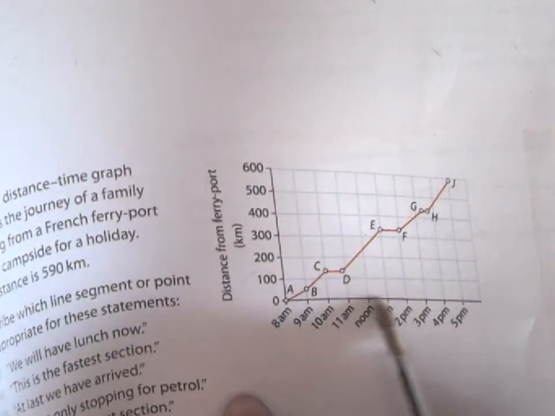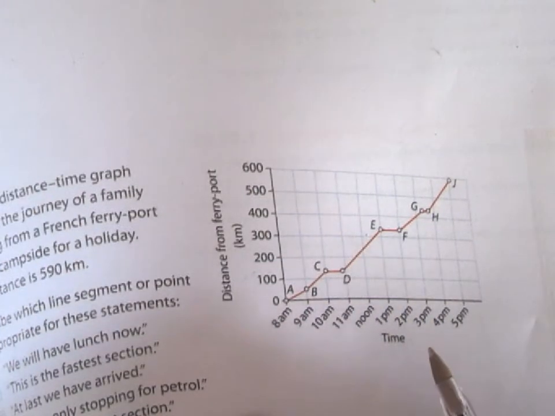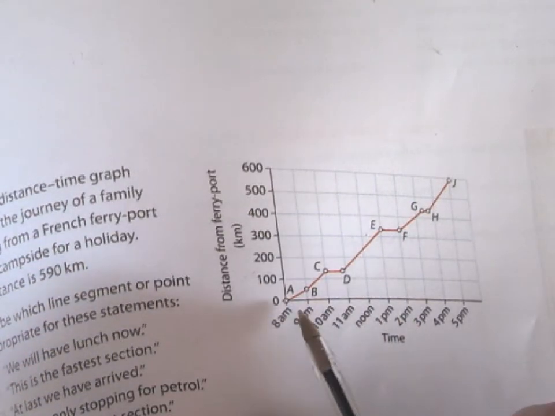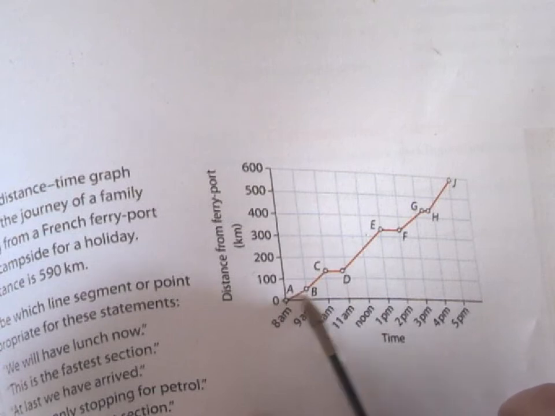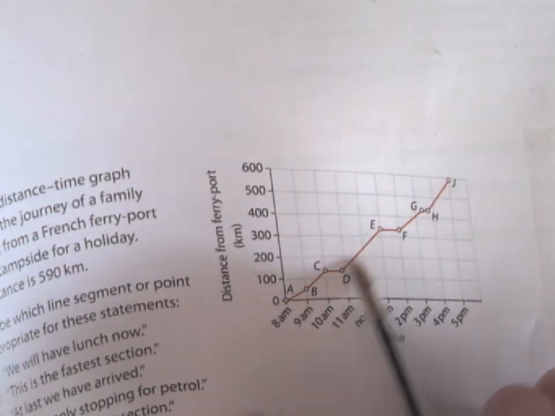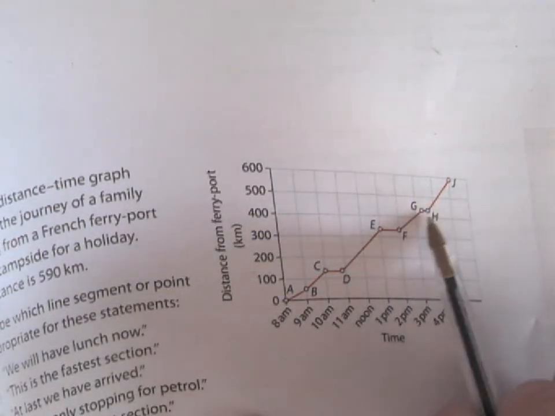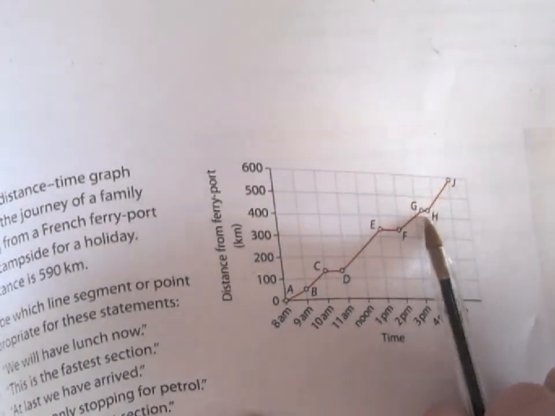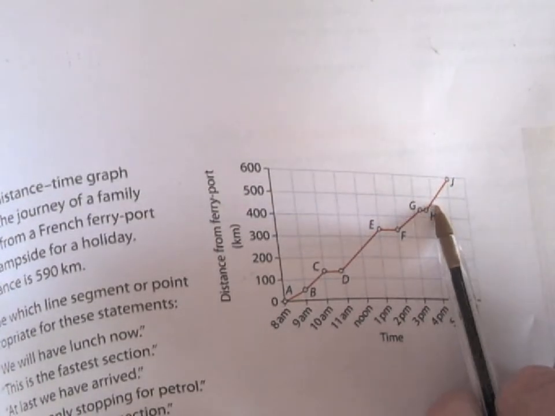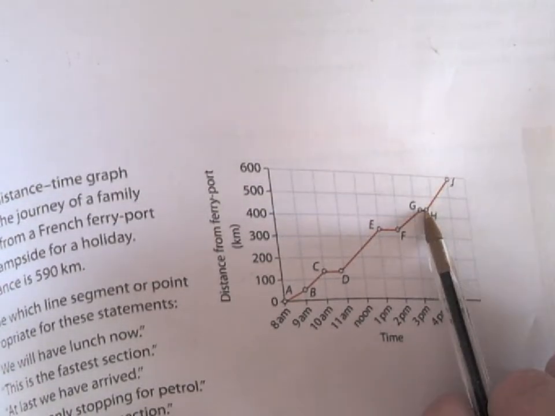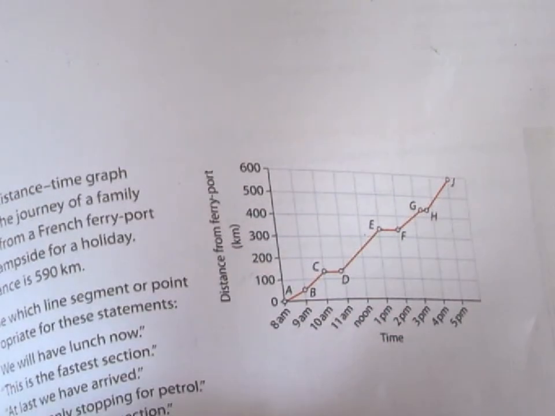Which is the fastest section? That means we're looking for the steepest line. They're moving from A to B, from D to E, from F to G, and I think H to J is the fastest, it's the steepest line, so that's their fastest. At last we have arrived, that's point J, they're done.